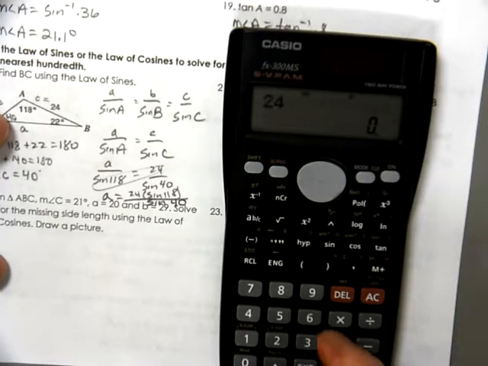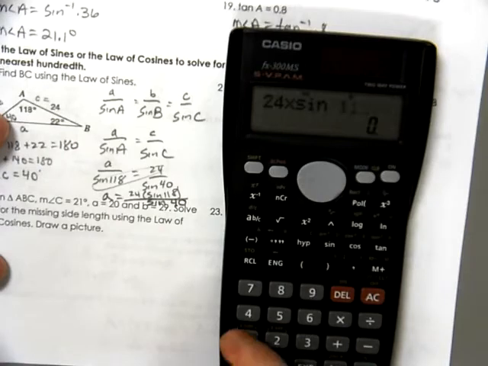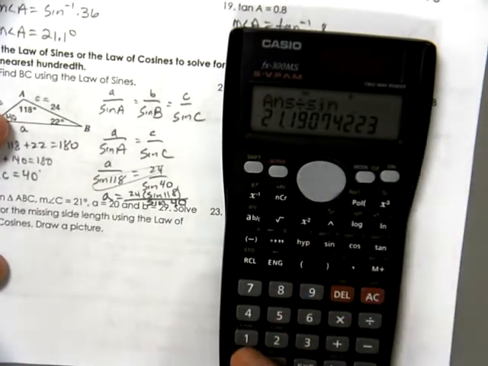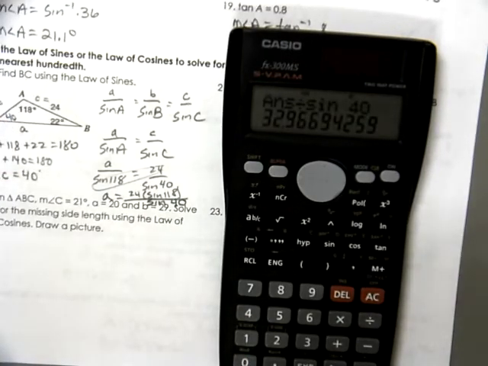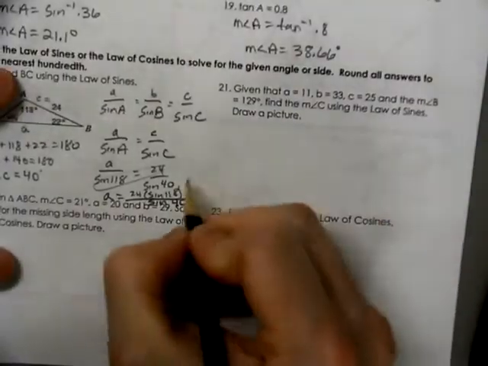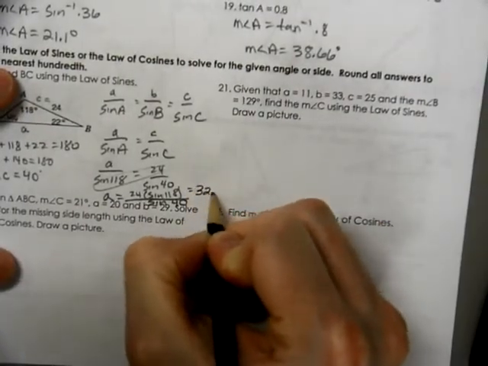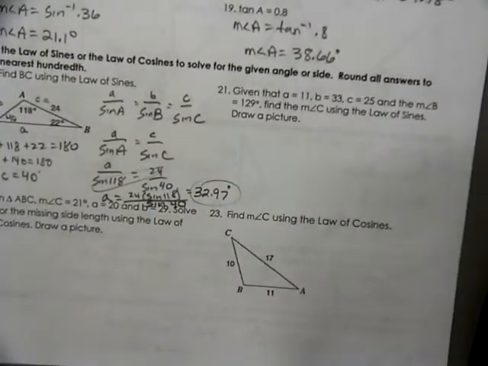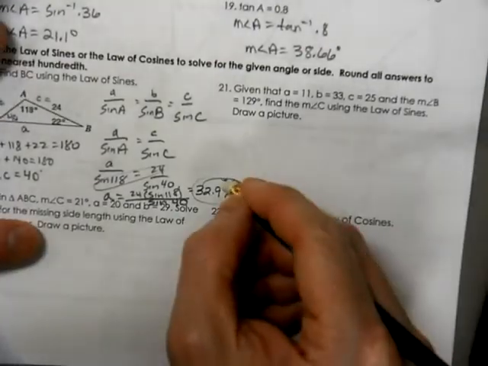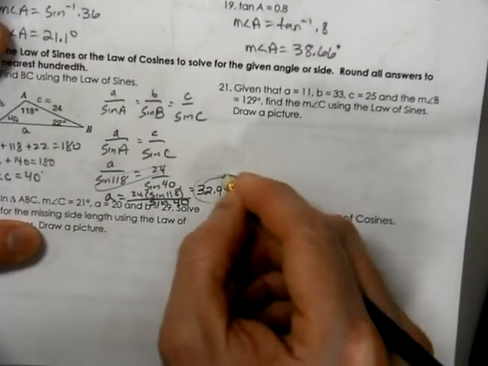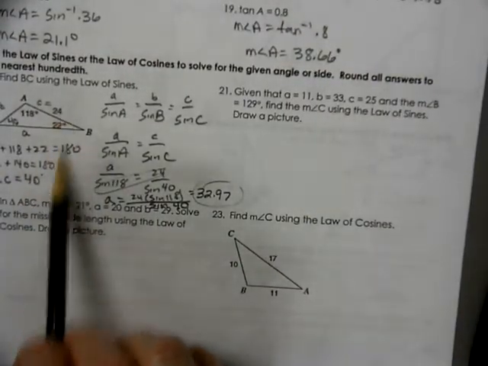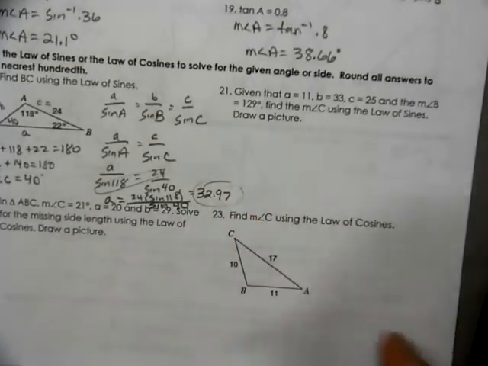24 times the sine of 118, we get a number, divided by the sine of 40. So we get 32.97. Those are in degrees. Oh, sorry. That's a length. It's not an angle. It's a length. So it would be units or feet, but they don't tell us what units to use. So you could use the word units, or you could leave that blank.